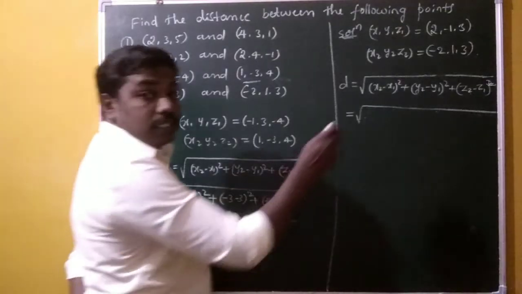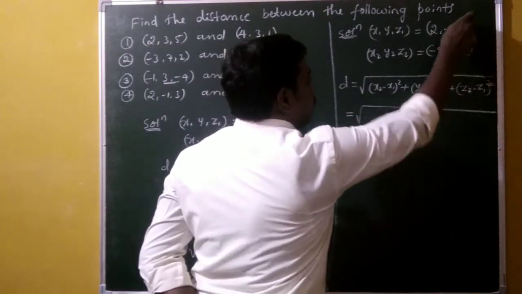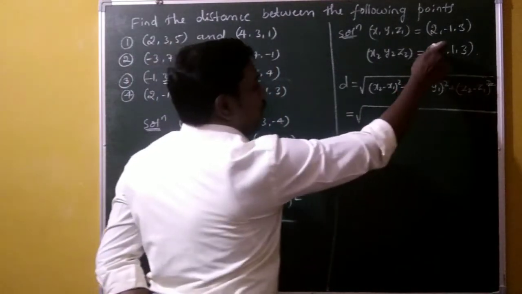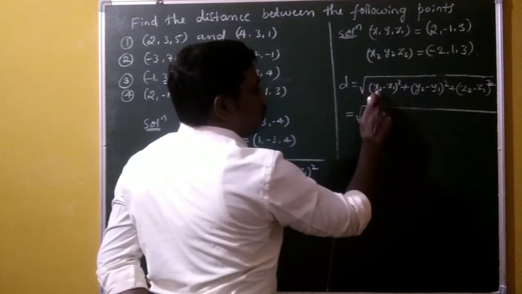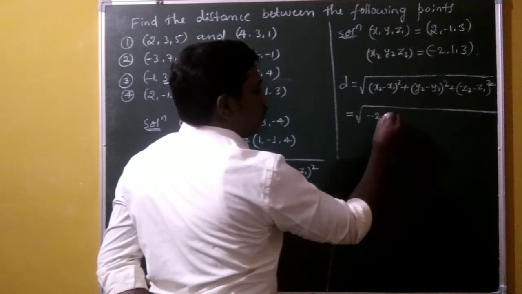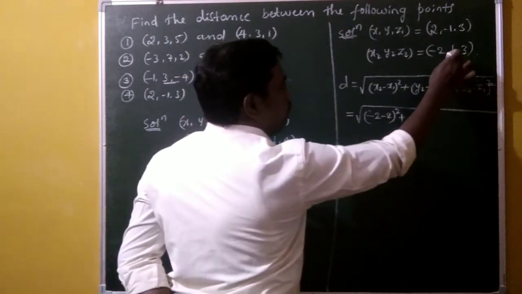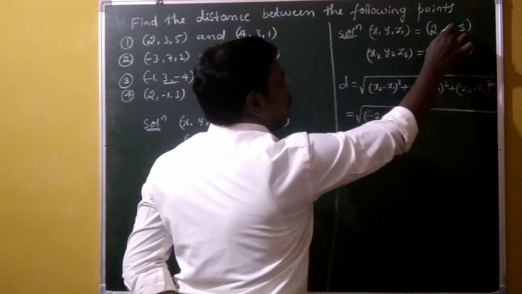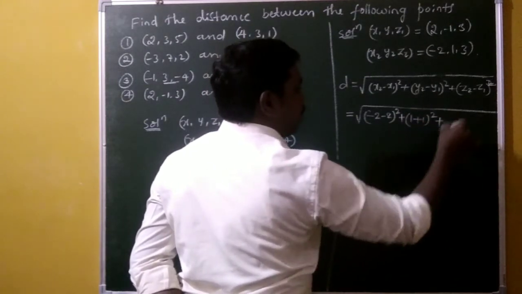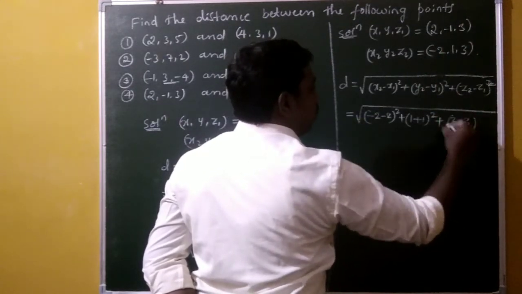So x2 minus x1, y2 minus y1, z2 minus z1. We have to be careful about the signs. Here x2 is minus 2, x1 is 2, so minus 2 minus 2 whole square. Okay, next y2 minus y1, 1 minus of minus 1, plus 1, nothing but 1 plus 1 whole square. Right, next z2 minus z1, 3 minus 3 whole square.